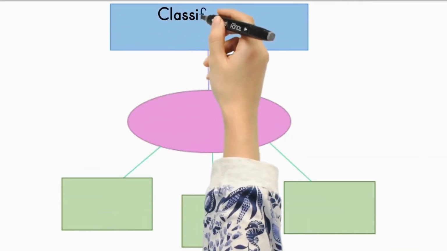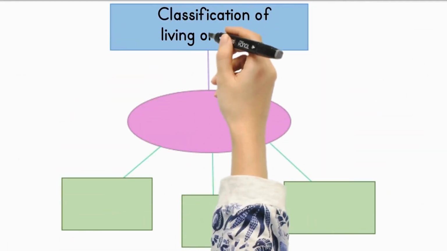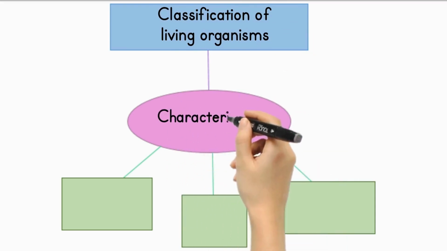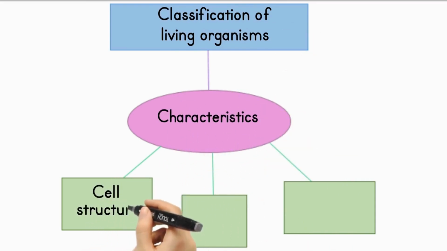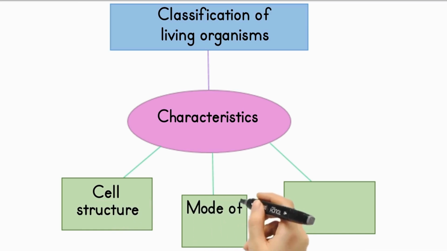The classification of living organisms into different kingdoms is based on their characteristics, including their cell structure, mode of nutrition, and reproduction. Let's explore each kingdom one by one.